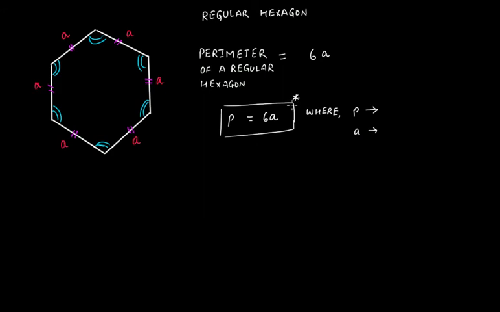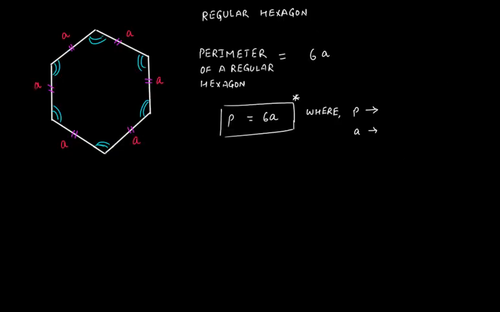Since this is a general rule, it can be used for any regular hexagon. If your teacher asks what is the formula, or the rule, for the perimeter of a regular hexagon, you will simply say that P is equal to 6A. And then if your teacher asks what's P, you will say P denotes the perimeter. Then what's A? A denotes the length of each side of any given regular hexagon, right?